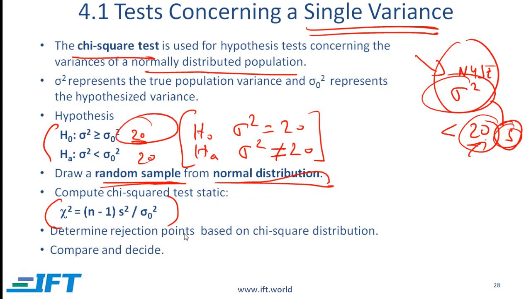You then determine the rejection points by looking at the chi-square distribution. Since we are using a chi-square test statistic, we should use the chi-square distribution. And as we have done before, we then compare the test statistic with the critical value and decide whether or not to reject the null hypothesis.